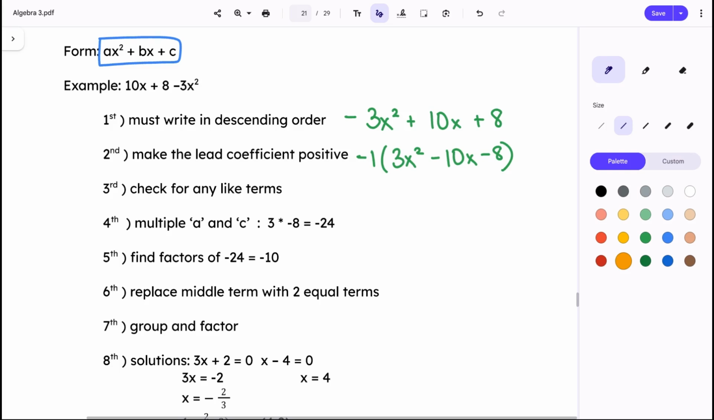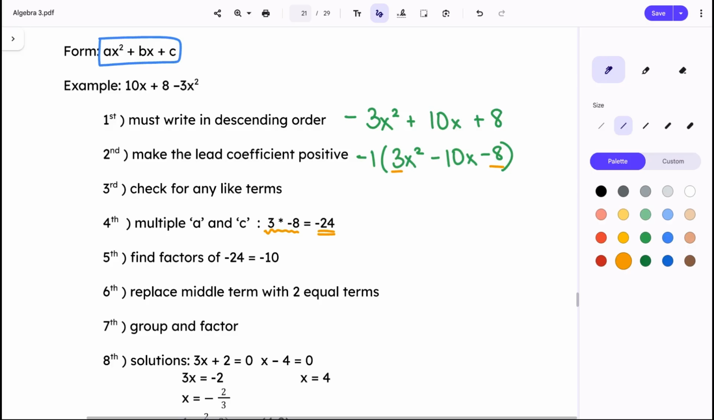You're going to have to multiply your a and your c terms. Your a would be the number in front of the x squared, and your c would be the number at the very end. So for this one, your a is a 3, and your c is a -8. And you can see that that's what I have written right there. 3 times -8, and so that becomes -24.